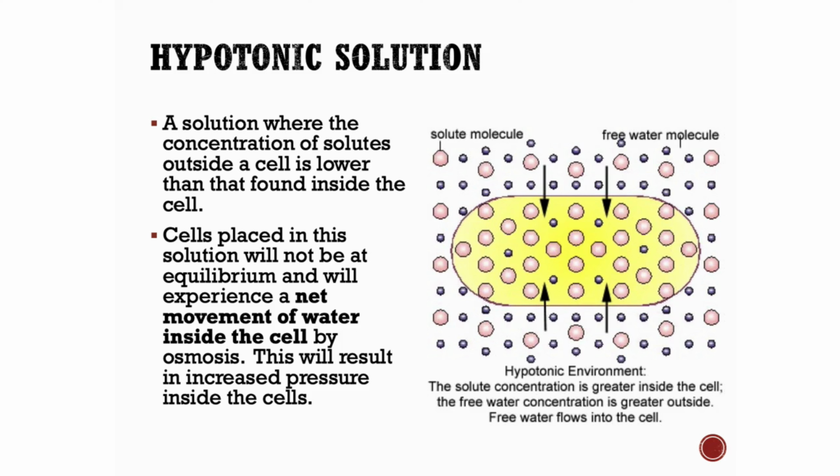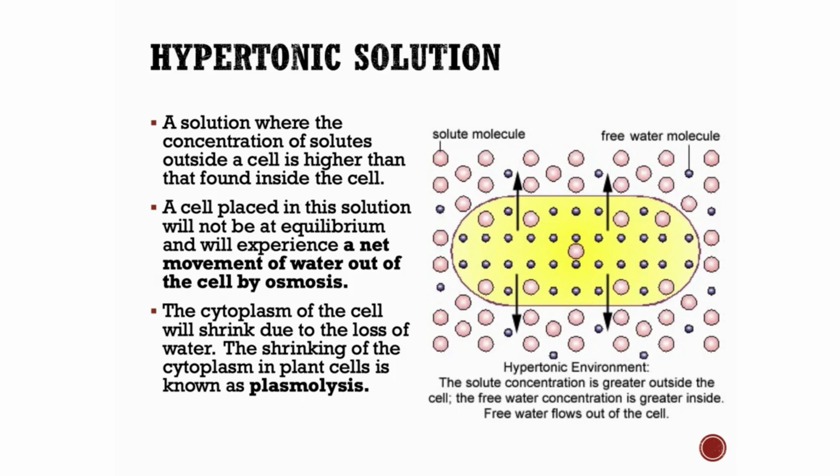Remember, guys, the net movement of water will be inside the cell by osmosis. So the solute concentration is greater inside the cells, and the free water concentration is greater outside. So the free water will move toward the higher concentration inside the cell. So free water flows into the cell where there is a higher solute concentration.